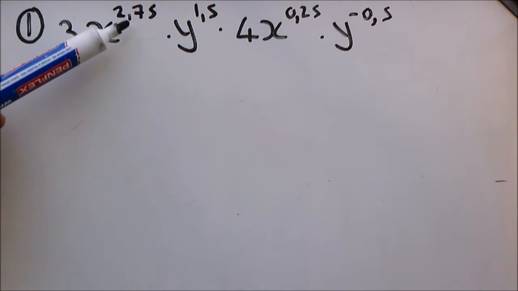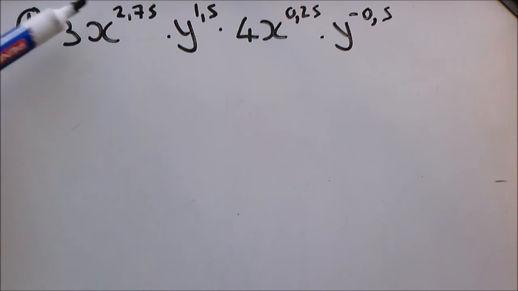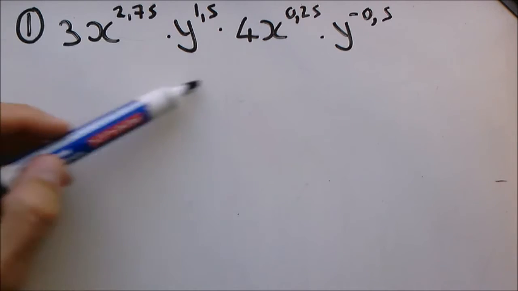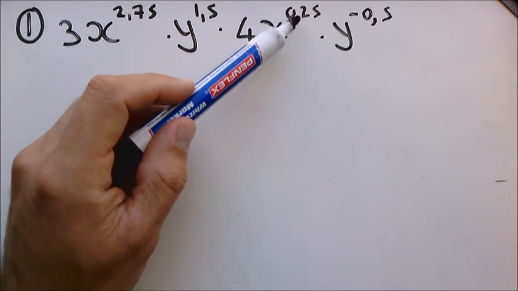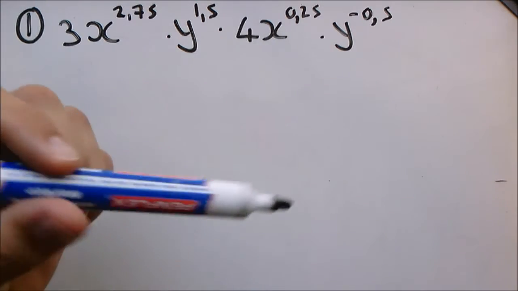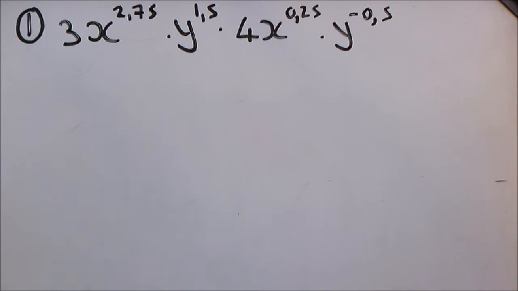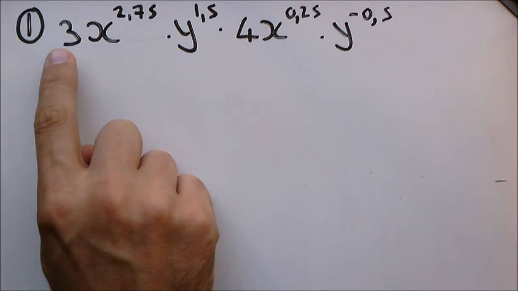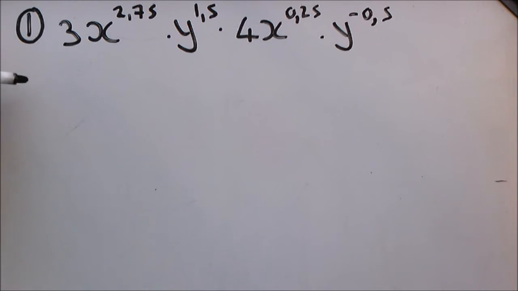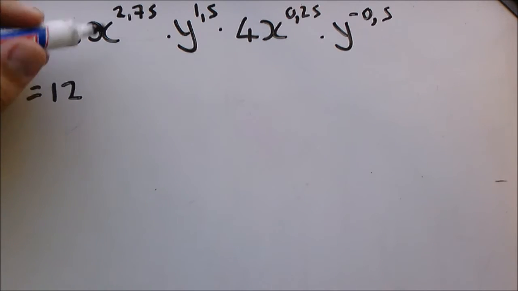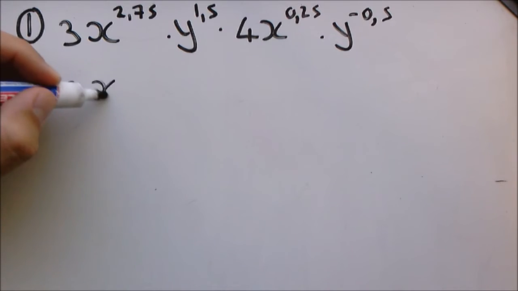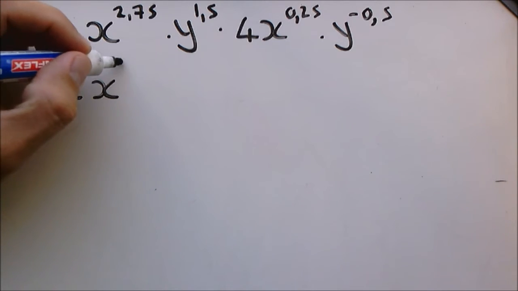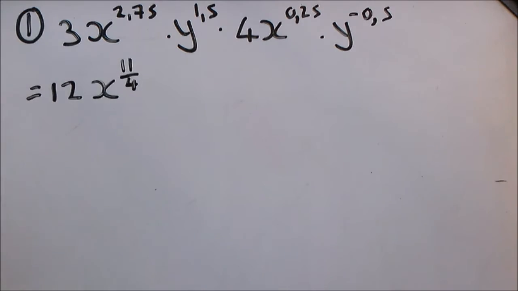Remember, this exponent does not apply to the 3, it only applies to the x. Same over here, 0.25 only applies to x, not to 4. So we can actually start off by saying, okay, this is a single term, and I can multiply 3 with 4, and we can write it down as 12. Then x, 2.75, if you make it an improper fraction, is to the power of 11 over 4.